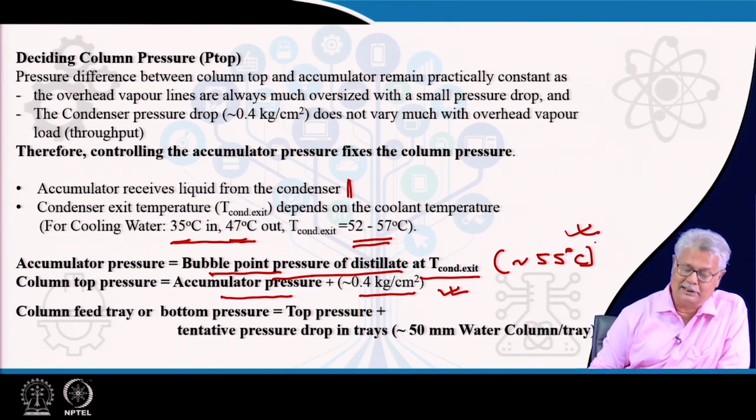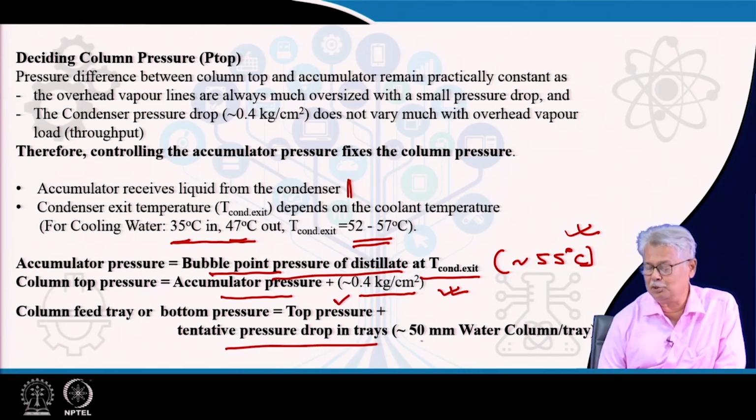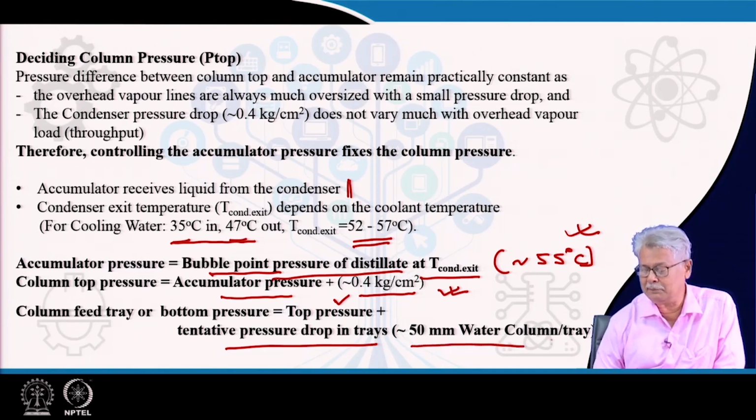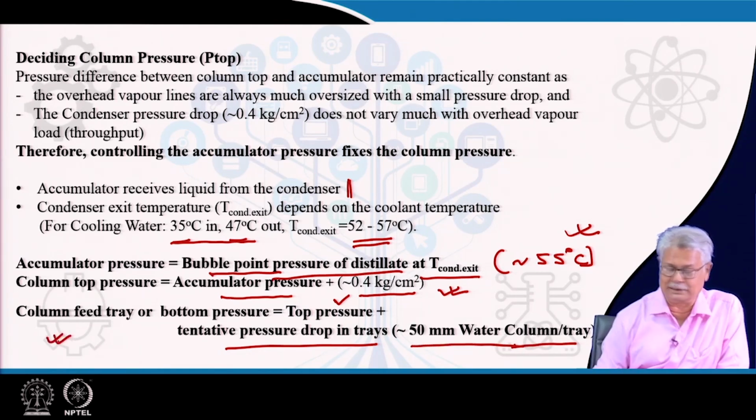Now, I have already said this, that the column feed tray or the bottom pressure will be the top pressure plus the tentative pressure drop in trays. We do not know the exact number of trays yet, but we can always make a guess. And assuming 50 millimeter of water column per tray, we can estimate the column bottom pressure as well.